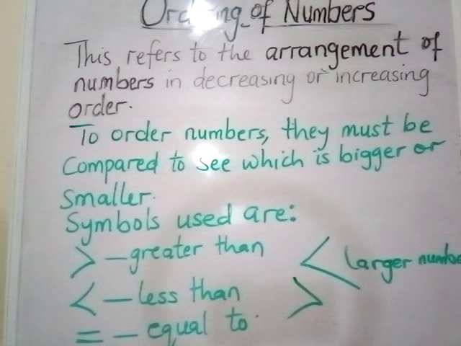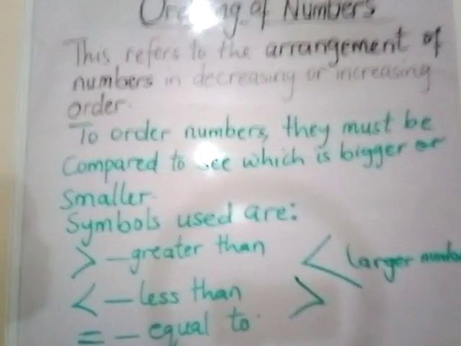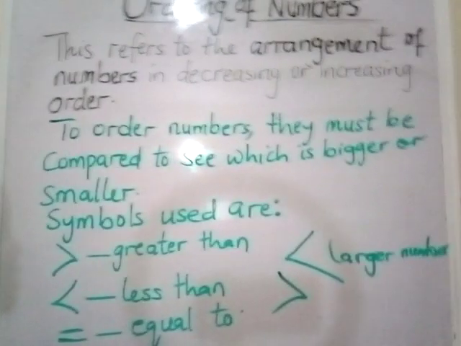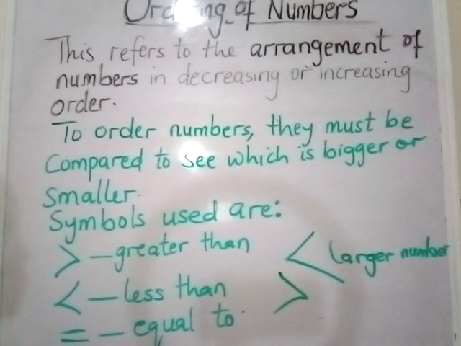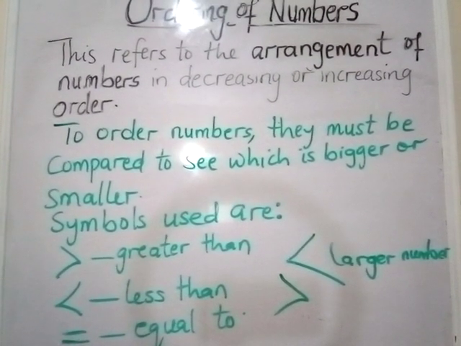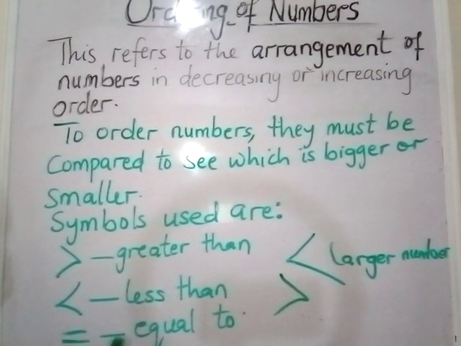and the closed end is facing the smaller number. And then these two strokes here, which is the sign of equal to, is used when the two numbers have the same value, when no one is bigger than the other, the two are the same. So this sign here is the equal to sign. It shows that the two numbers are equal.